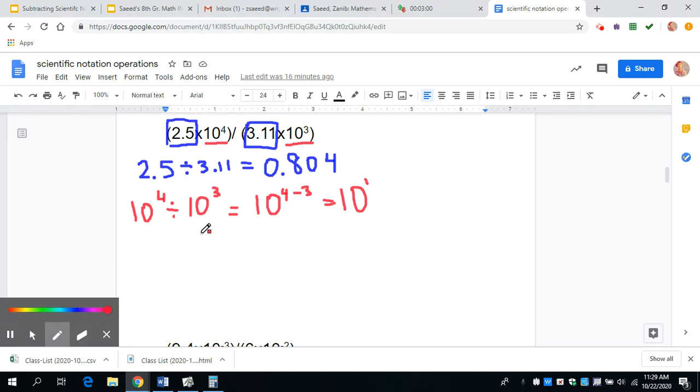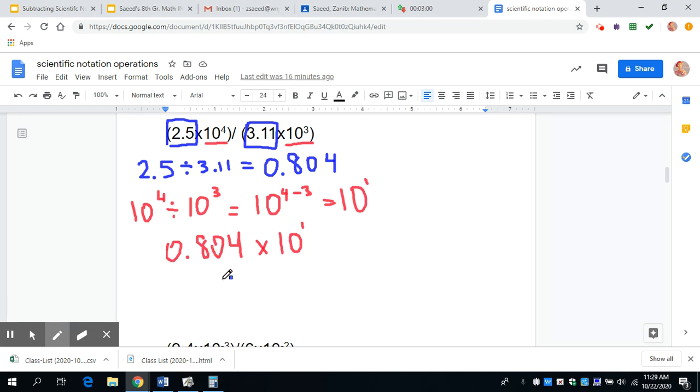So if I combine my answers, I have 0.804 times 10 to the first power. Is this in scientific notation? No, it is not. It has to be between numbers 1 and 9. So this time, instead of moving it to the left, that would make it further away from 1 and 9, right?